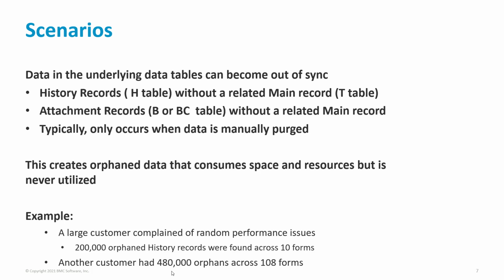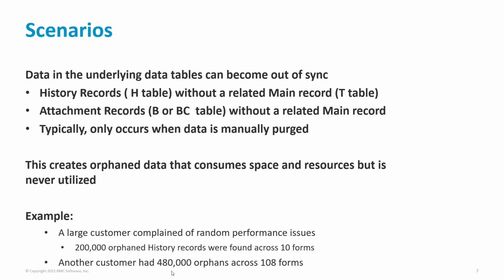You have history records. You may know that many of your forms have history with them, history records, and those are stored in a separate H table. Whereas the main data, the main ticket data that end users type in, goes into a T table. That's the data table. And if you had a situation where you had H records or history records that existed and the main record didn't exist, nothing would ever touch those records. They'd be completely orphaned and just taking up space.